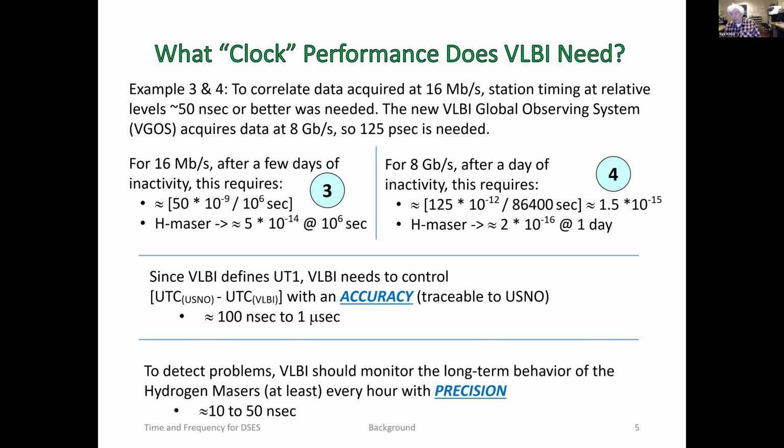Nowadays, the recording rates are much higher. They're not 16 megabits per second, they're 8 gigabits per second. And they don't record to mag tape anymore, but that's a long story.